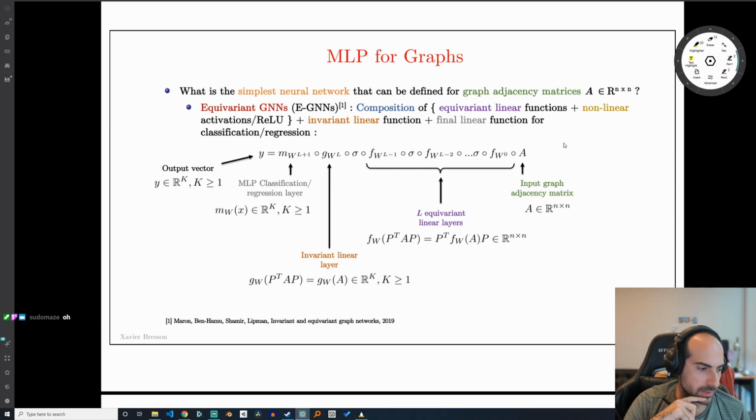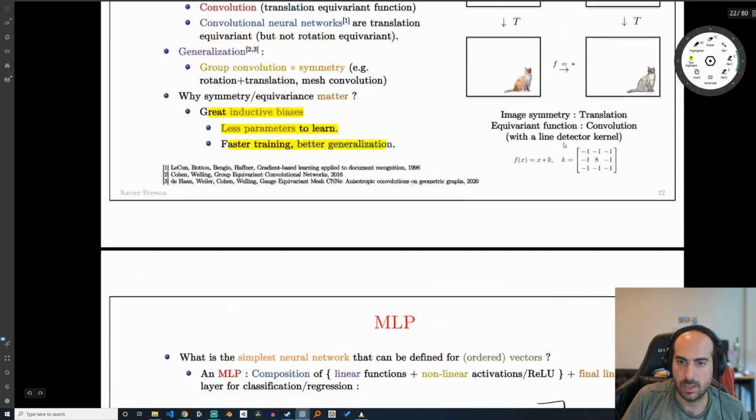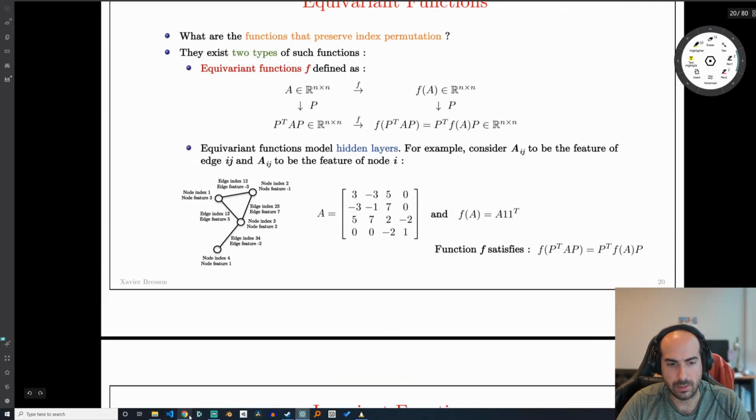So equivariant GNNs: a composition of equivariant linear functions plus nonlinear activation ReLU, plus an invariant linear function, plus a final layer function for classification or regression. So we have an equivariant layer and then the final layer function: equivariant linear function, invariant layer. I'm still confused on what they mean by equivariant.